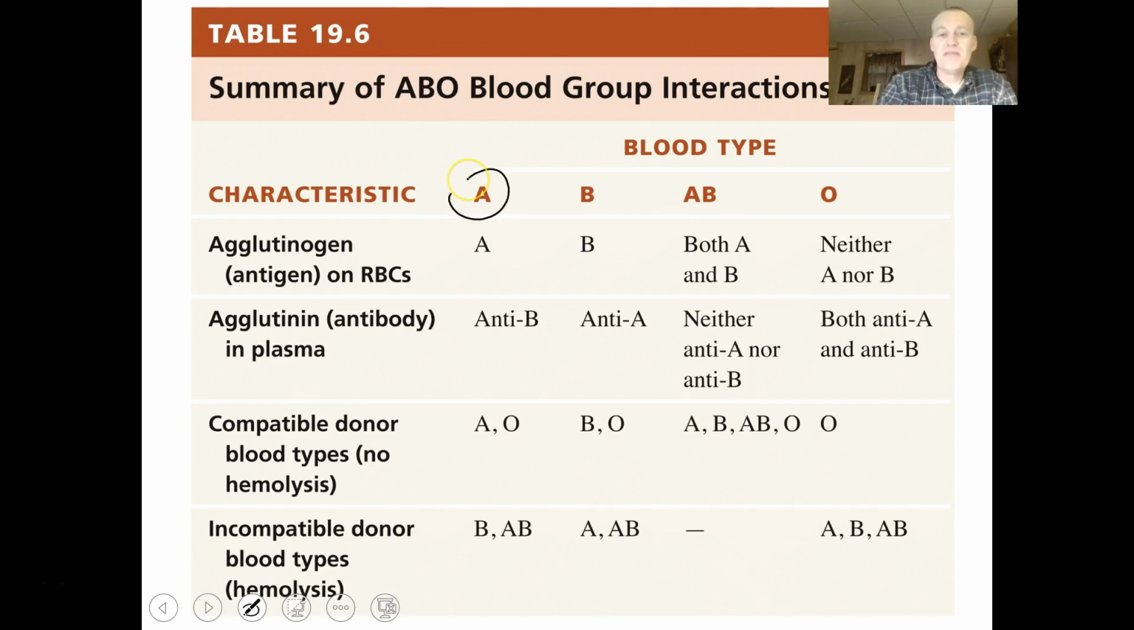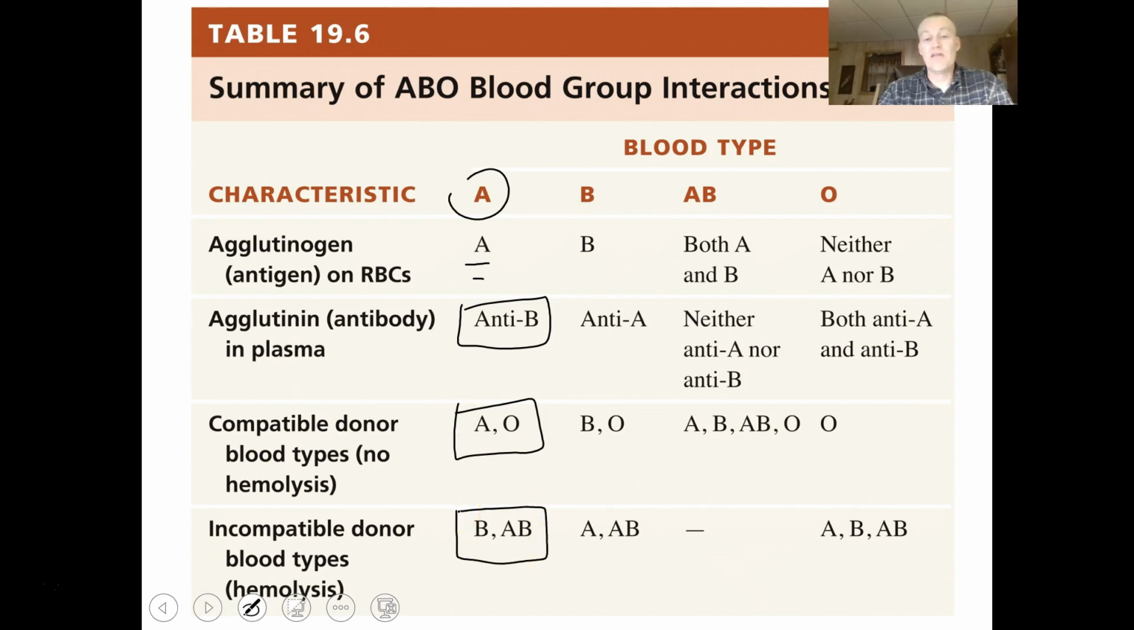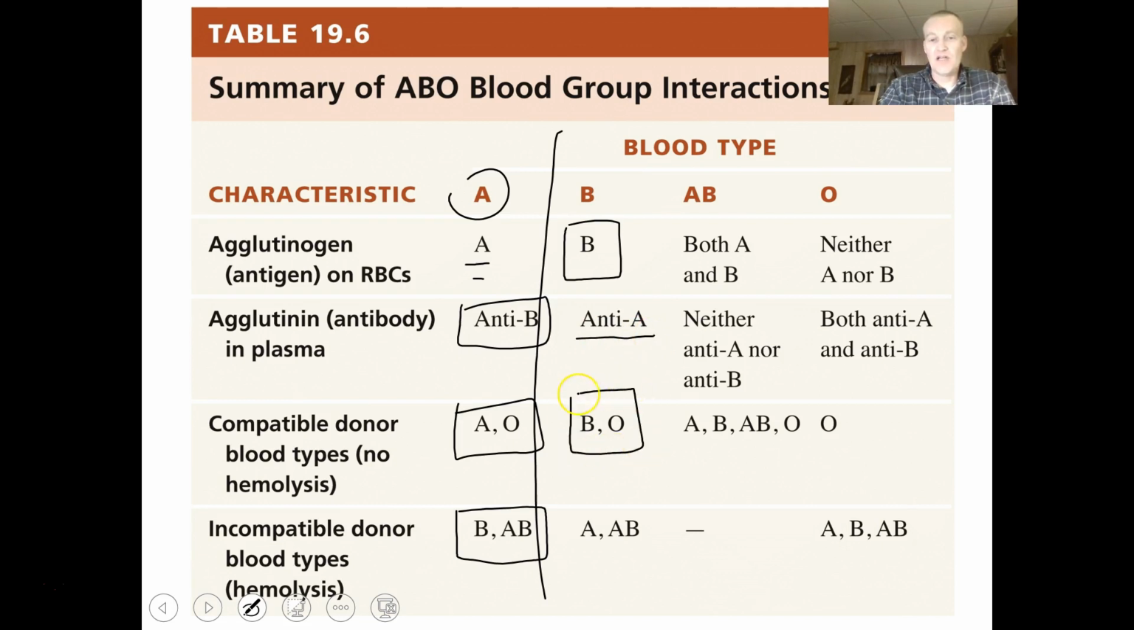Okay, so people with type A blood are going to have the surface proteins that are antigen A. They're going to produce anti-B antibodies. They will be able to receive blood from type A and type O people, and they will not be able to give blood to type B people or type AB people. Type B surface antigen is on the surface of the blood cells of people with type B blood. They produce anti-A antibodies. They can give blood to type B and O people, but they cannot give blood to type A and AB people.